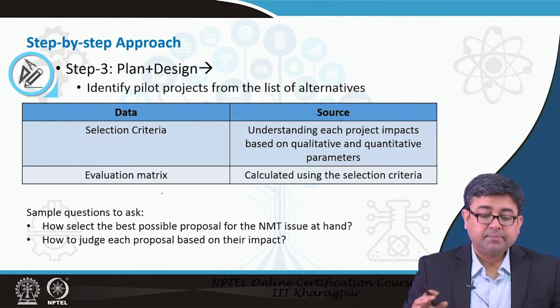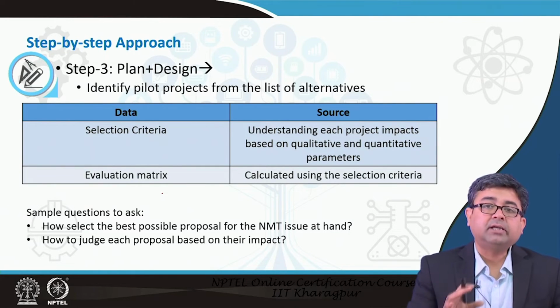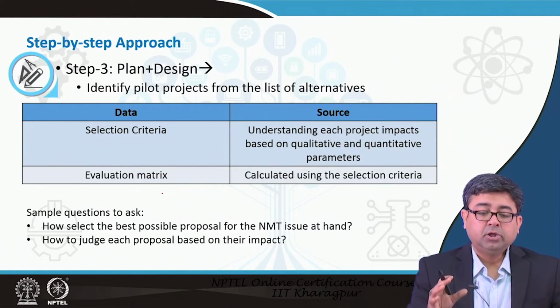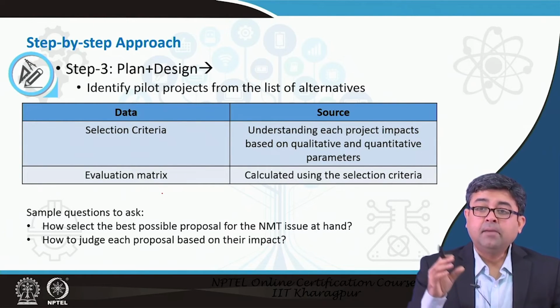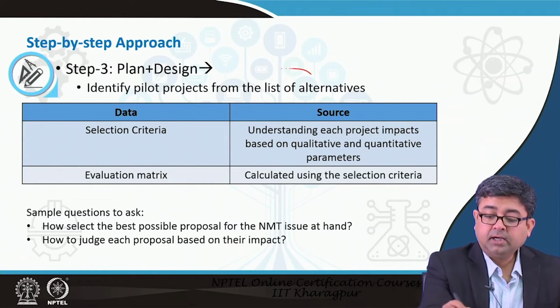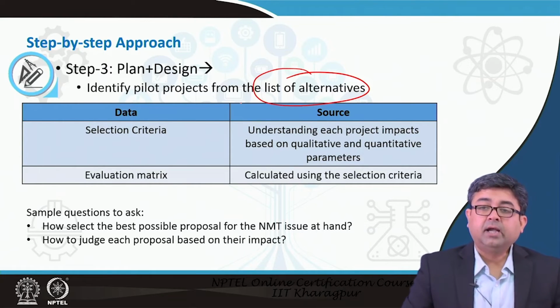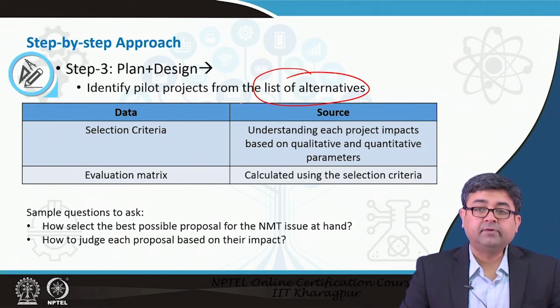Then the next step, now that you know what context sensitive solutions are and how they can be executed, is to identify pilot projects from the list of alternatives. Right now, you may have developed a list of what you want to do, right. You want to do A, B, C, D, but how do you prioritize from this list?